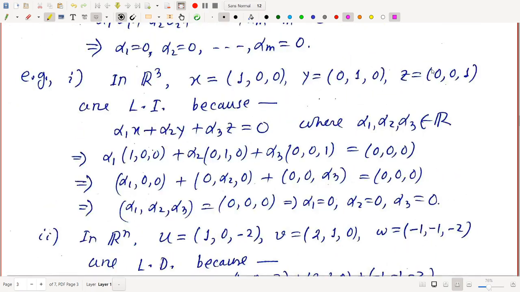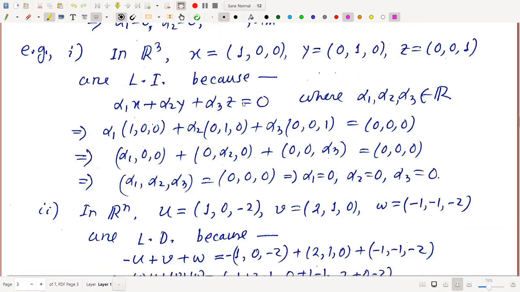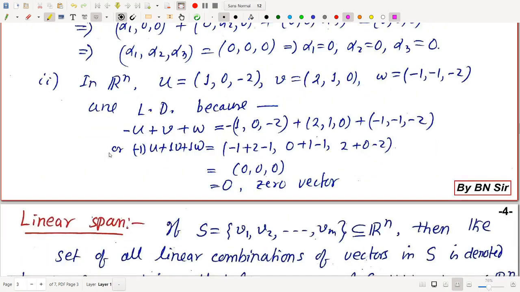i cap, j cap, k cap. We know i cap, j cap, k cap are non-coplanar. That's why they are linearly independent. In vector algebra we used this. Here the concept is abstract. So in Rn, sorry, it should be in R cube. This should be R cube because we have taken three components.